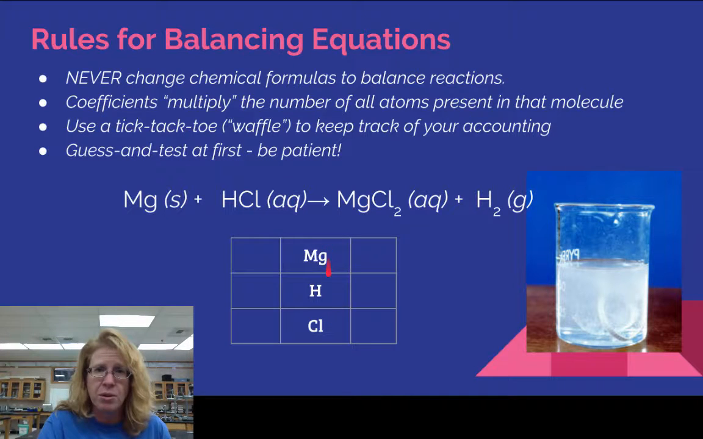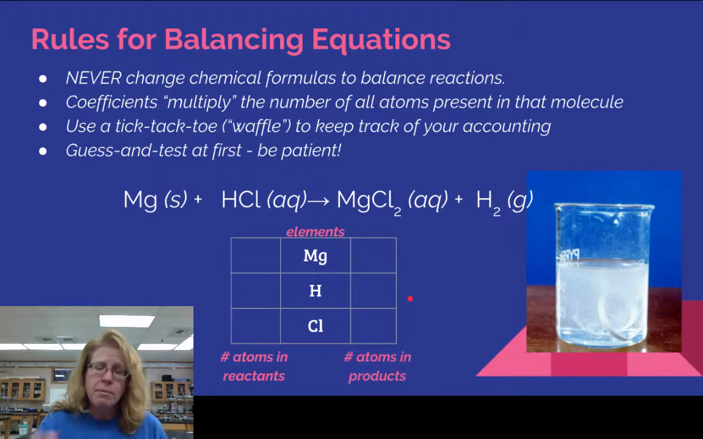I usually just do it kind of left to right as they appear in the reactants. And then there's a spot over here on the left side for the numbers of atoms of reactants, a spot over here for the numbers of atoms of products. So listing the elements off, and then we're going to start to count them up. So how many of each thing do we have?